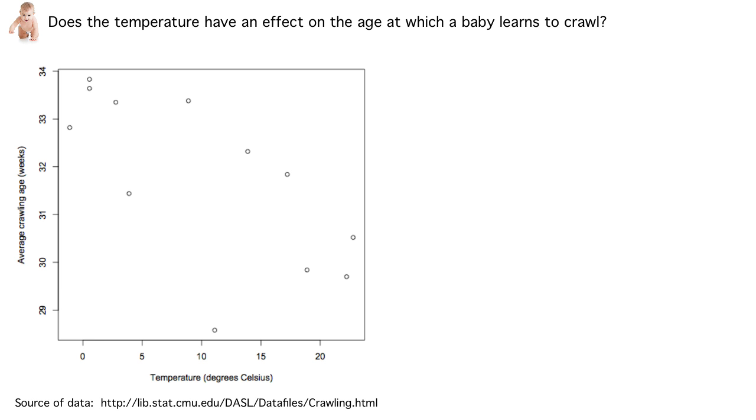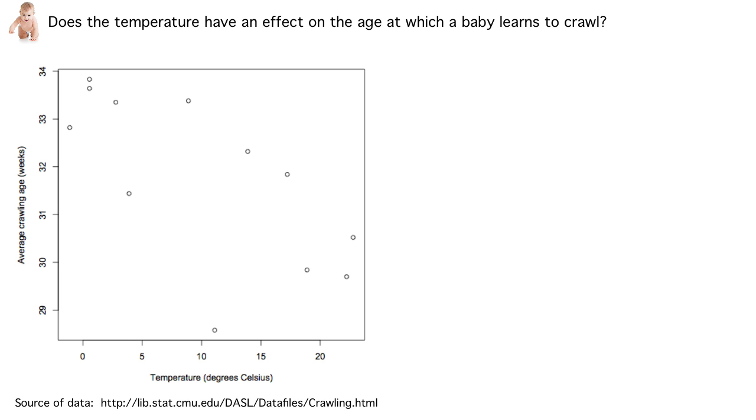In this video, we'll take a look at a commonly used statistic for assessing how well a linear model fits some data. We'll illustrate that statistic in the context of an example. The particular example we'll look at now is a model for predicting the average crawling age of babies from the average temperature when the babies were 6 months old. There are 12 data points, one for each month of the year.